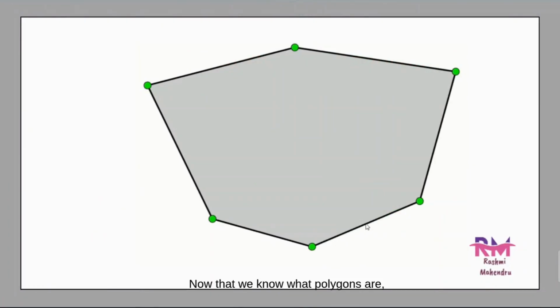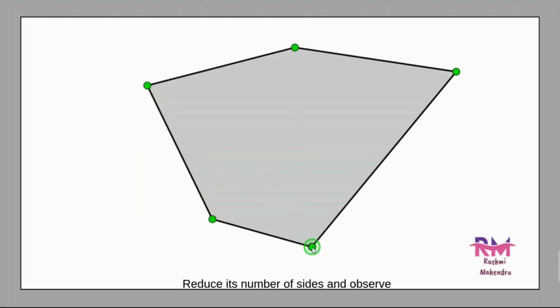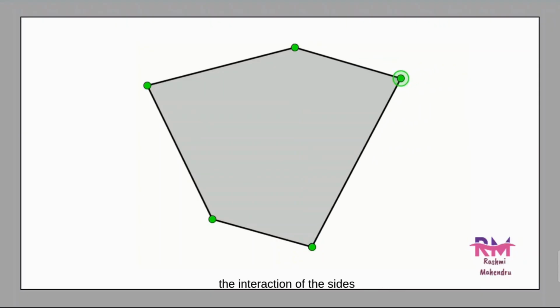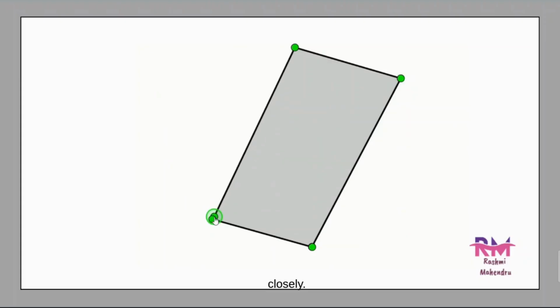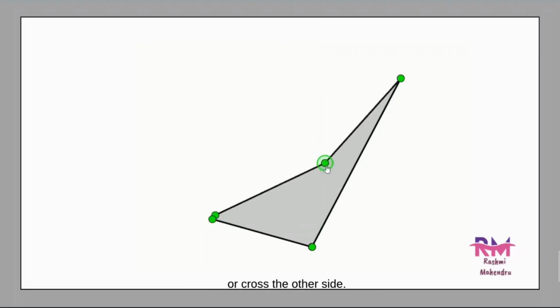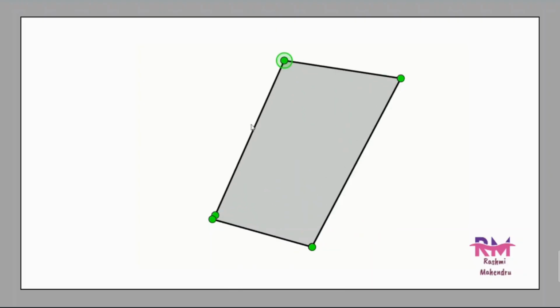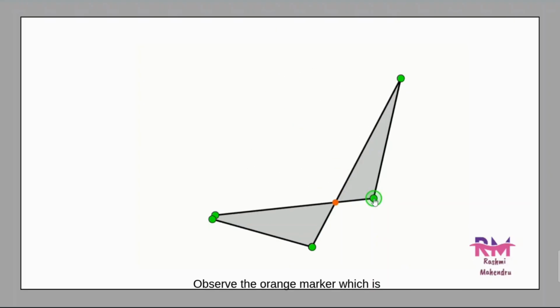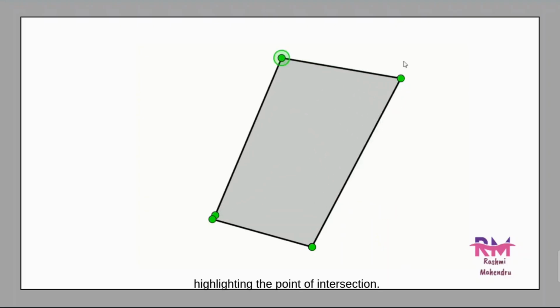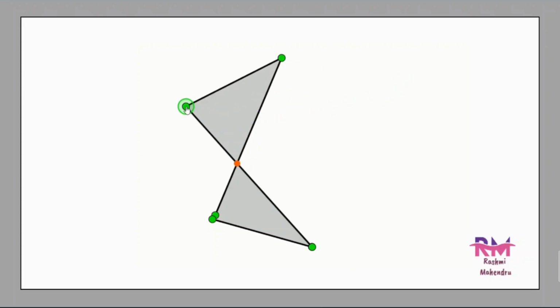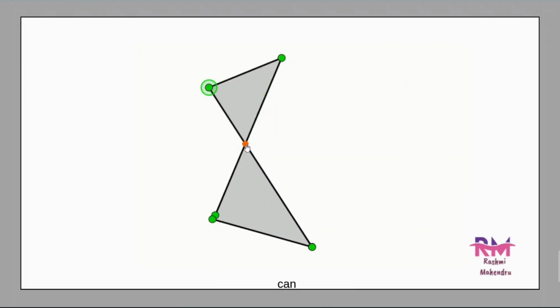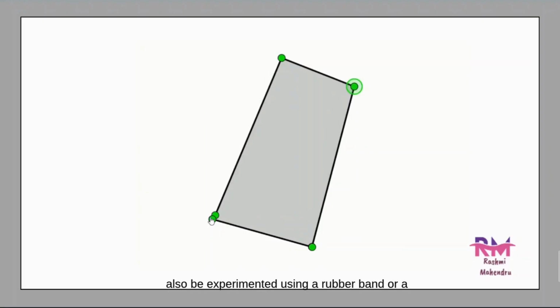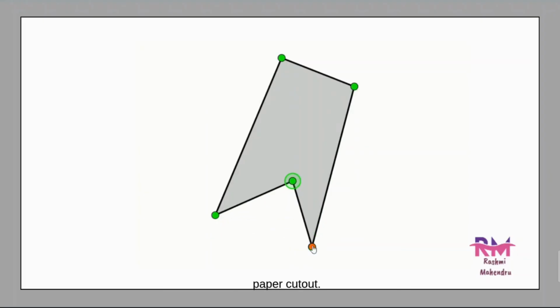Now that we know what polygons are, let us dig deeper. Let's take a polygon and reduce its number of sides and observe the interaction of the sides closely. I'm going to pull the sides of the polygon and stretch them to overlap or cross the other side. Observe the orange marker, which is highlighting the point of intersection. This pulling and stretching can also be experimented using a rubber band or a paper cutout.